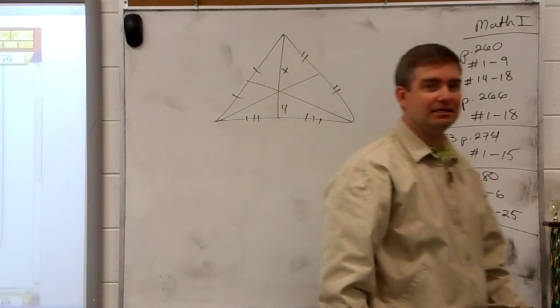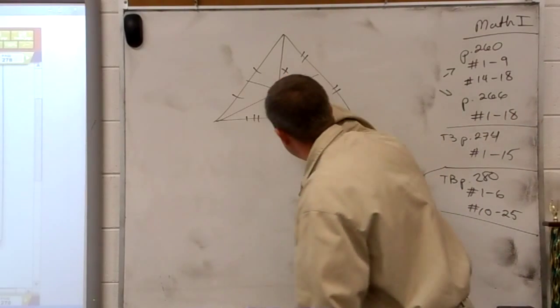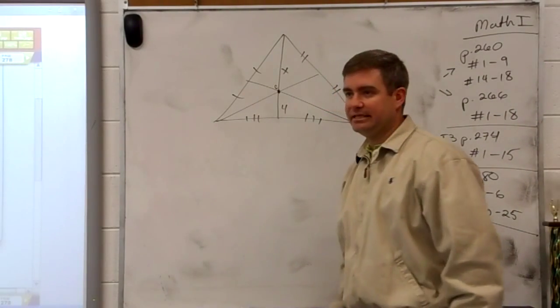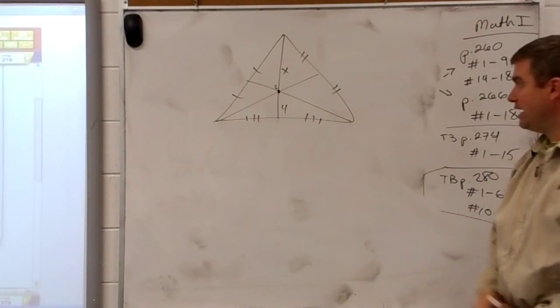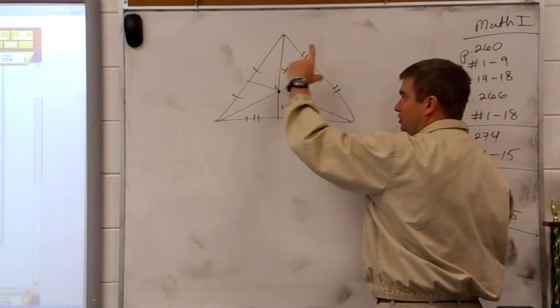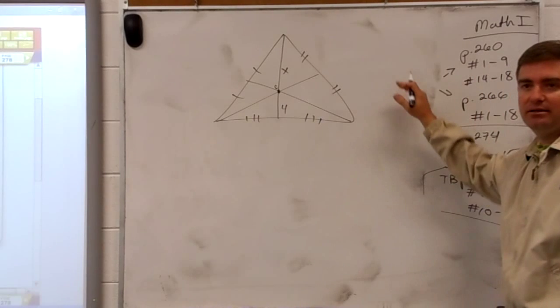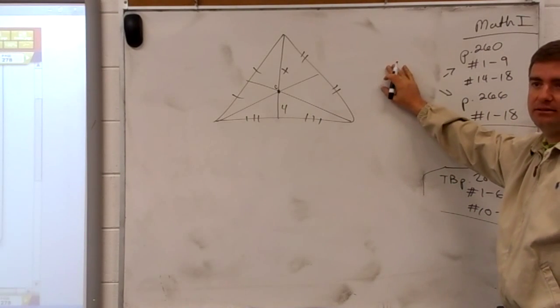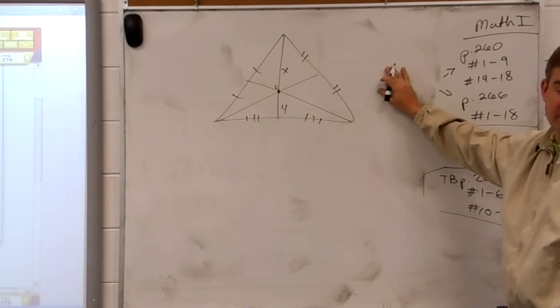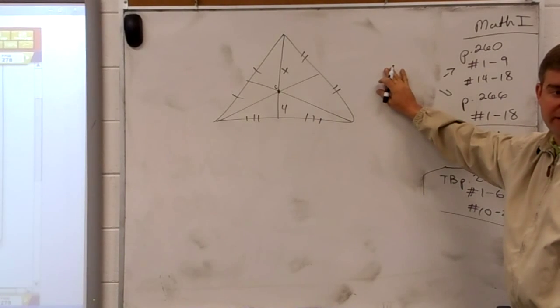It's going to be that easy. They're going to tell you that point C is the centroid. Or they may just show you that it cuts all three sides, that you have three medians. They may not tell you that point C is the centroid. You may have to figure it out.